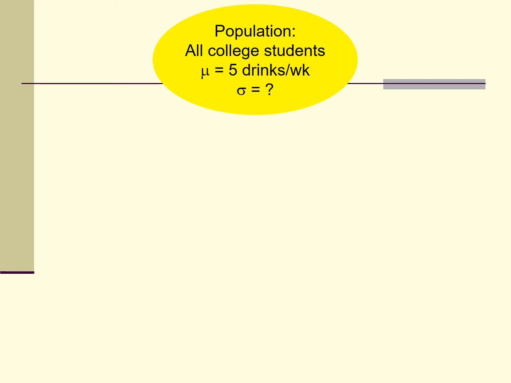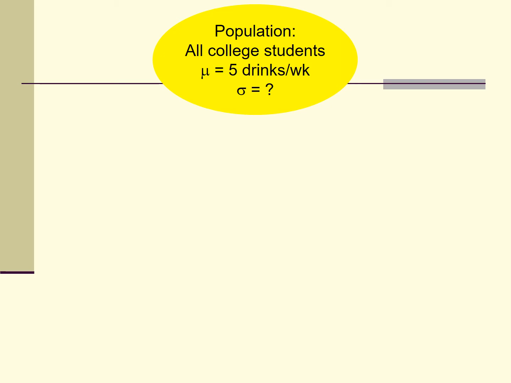Here it indicates the population of all college students. From the question we know the mean is 5 drinks per week. From the question we don't know the standard deviation of the population. This is more common in real life. For example, sometimes we know the population mean, but we don't know the population standard deviation.